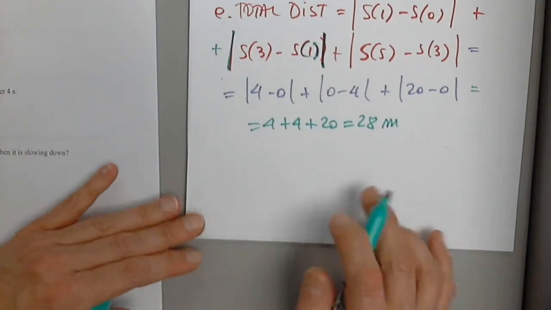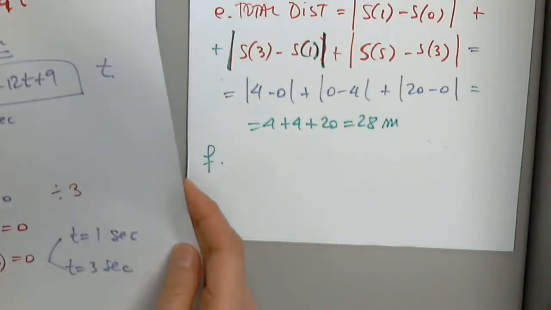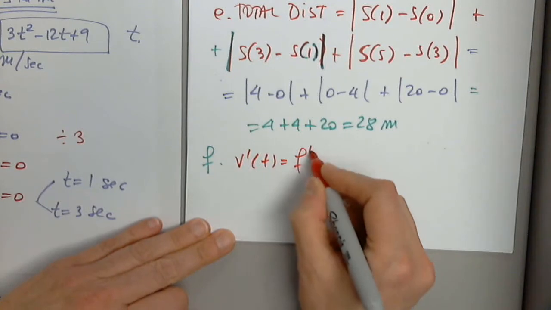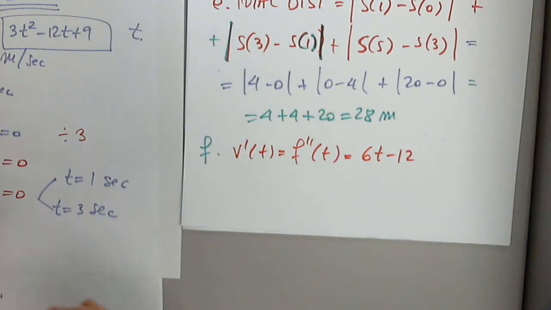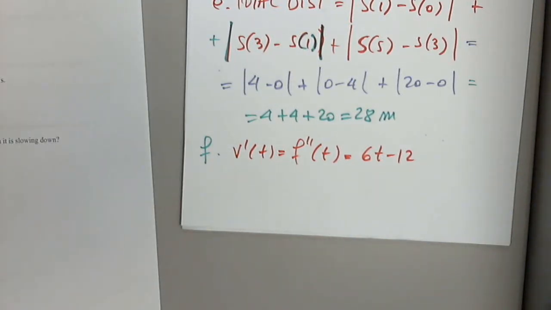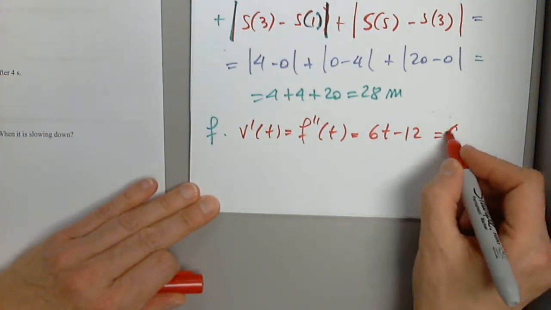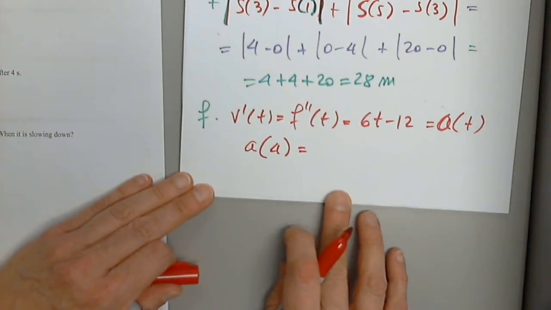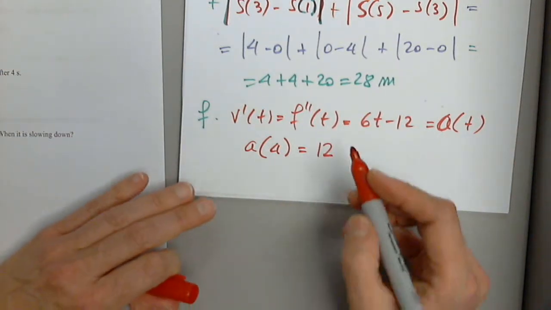Find acceleration at time t and after 4 seconds. Acceleration. Very good. So v prime of t or f double prime of t is 6t minus 12. Is this clear? Then we want to find the acceleration. Let's call it a of t. So we want a of 4 seconds. So 24 minus 12 is 12. Measurement unit. Meters over second squared. Very good.